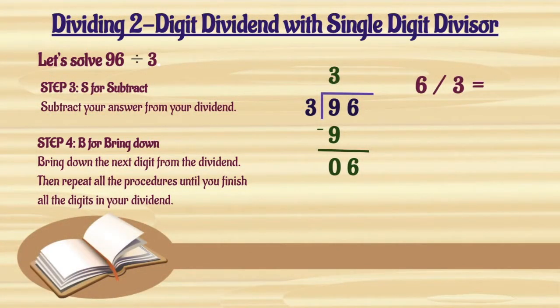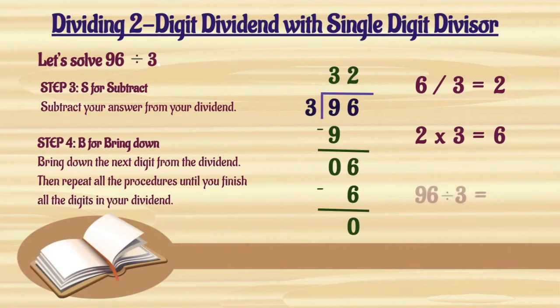So, let's divide 6 by 3. That would give us 2. Let's put 2 on top of 6 and multiply 2 by 3. That would give us 6. Let's subtract 6 from 6. Our answer will be 0. Is there any digit that we still need to bring down? None. That means that we are done. 96 divided by 3 is equal to 32.